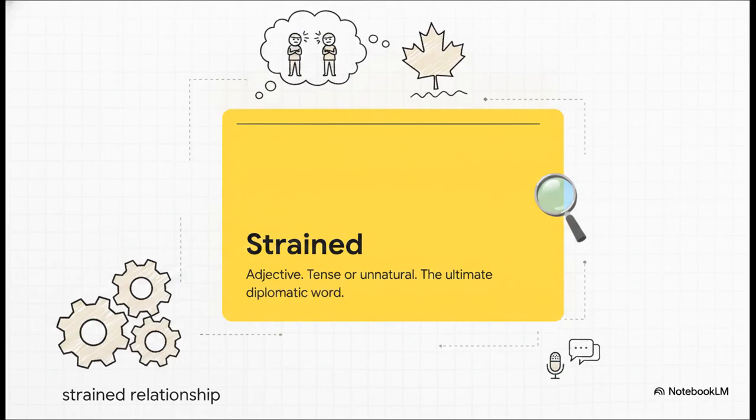I rate this at a full 5 stars because it is, without a doubt, the ultimate diplomatic vocabulary word. Canadians really, really value politeness. When you need to explain a workplace conflict politely, you absolutely don't say, "We hate each other." Instead, you say, "Our relationship has been strained."